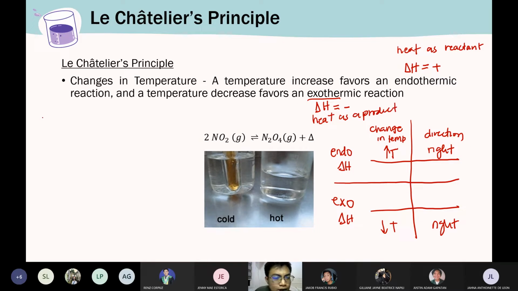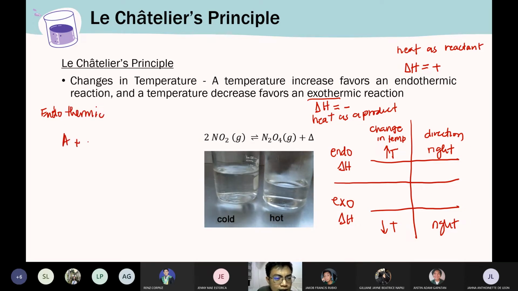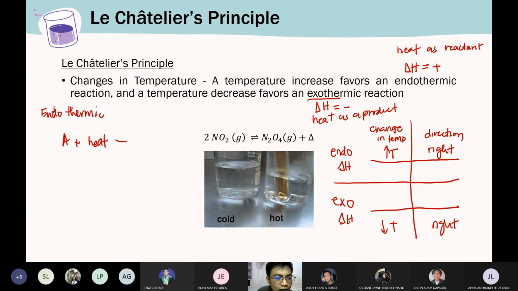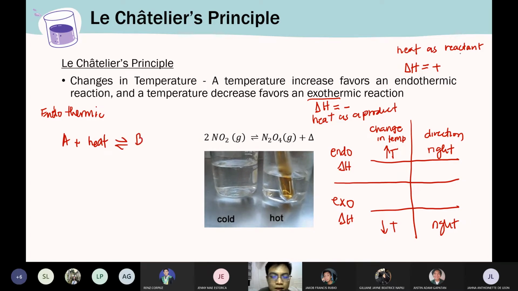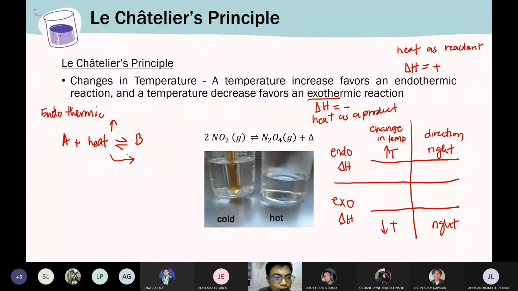Okay, so let's say we have an endothermic reaction. Let's say A plus heat forming B. So again, pag endothermic, heat as reactant. Now, what will happen? Sabi diyan, if you increase the temperature, you increase the heat, it will push the reaction to the right.